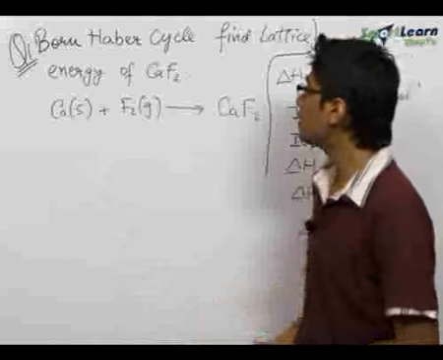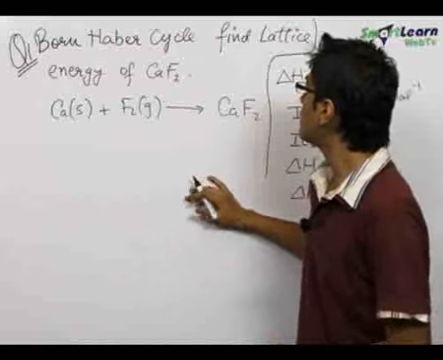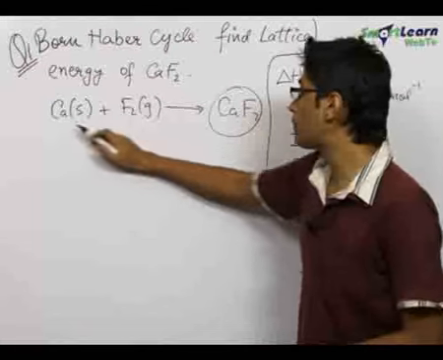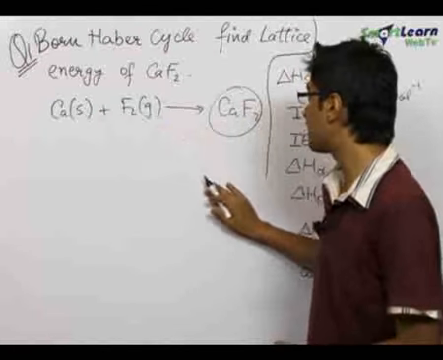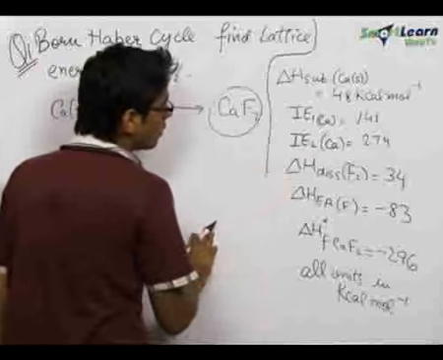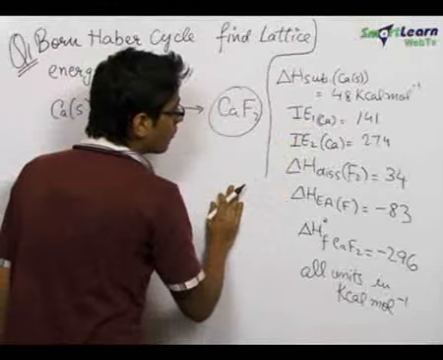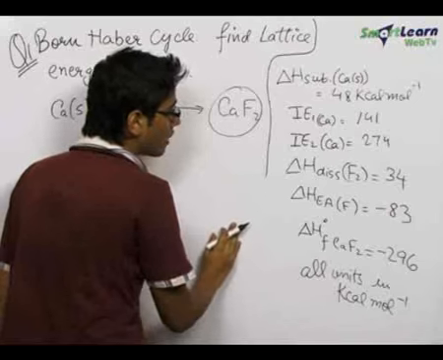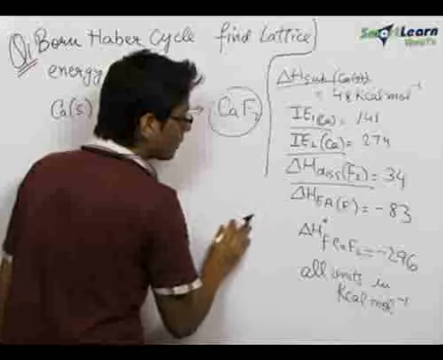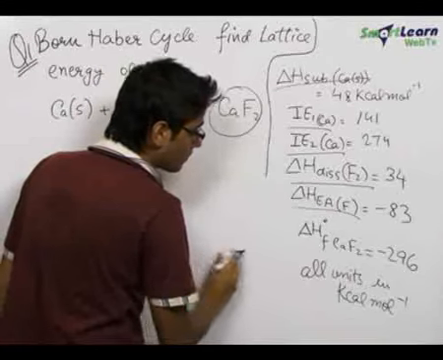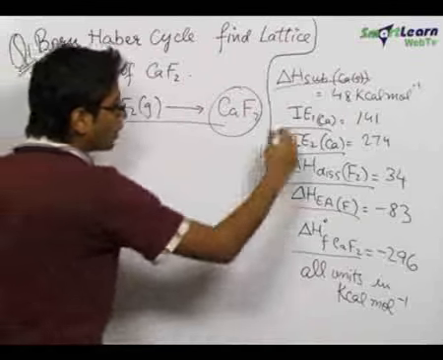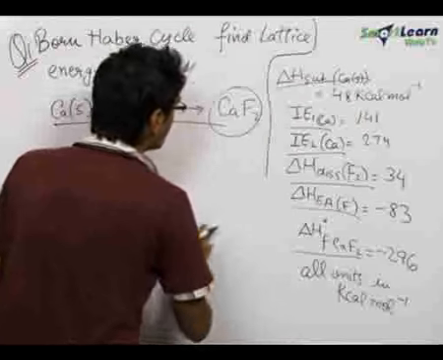In the first question, we are given a Born-Haber cycle. We need to find the lattice energy of calcium fluoride, which has been prepared from calcium solid and fluorine gas. And the data provided to us is the sublimation energy of calcium solid, the first ionization energy of calcium, the second ionization energy of calcium, the dissociation energy of fluorine, the electron affinity of fluorine, and the heat of formation of this reaction. All the units are in kilocalories per mole.